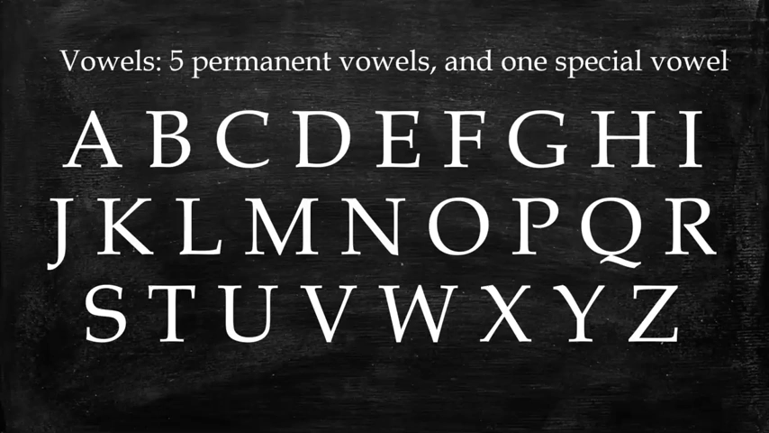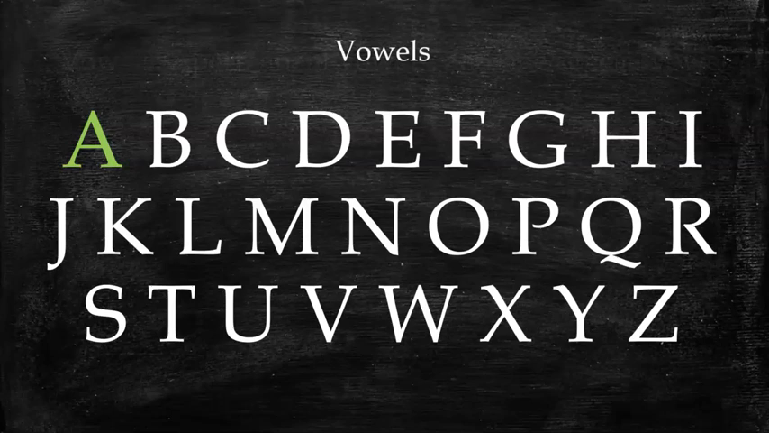So let's first take a look at the 5 permanent vowels, beginning with A, E, I, O, and finally U. So the letters that are highlighted in green are A, E, I, O, and U. And these 5 vowels are our 5 permanent vowels in English. They never change, no matter where they are located, no matter what they sound like. They are always vowels in English.